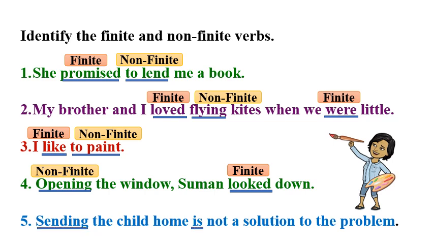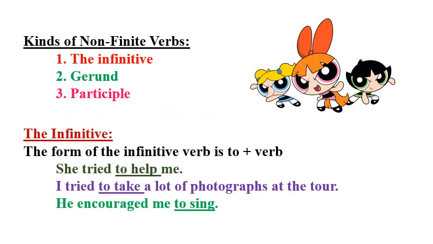Sending the child home is not a solution to the problem. Again, in this sentence, sending is a non-finite verb and is is a finite verb. Non-finite verbs, the improper verbs, the lazy verbs which don't follow the rules, are further divided into 3 types: the infinitive, gerund and participle. Let's learn about these one by one.